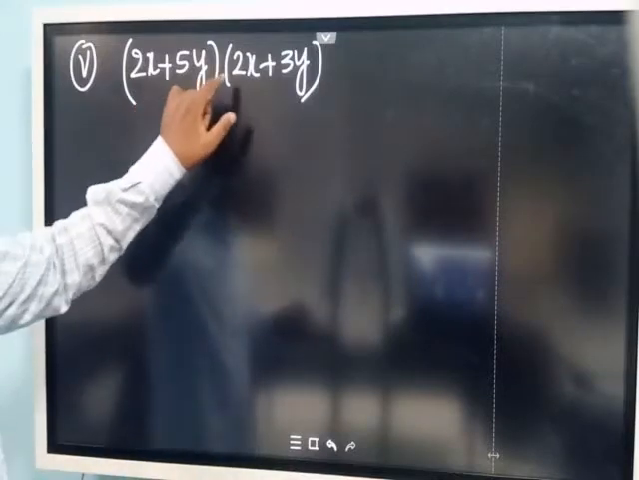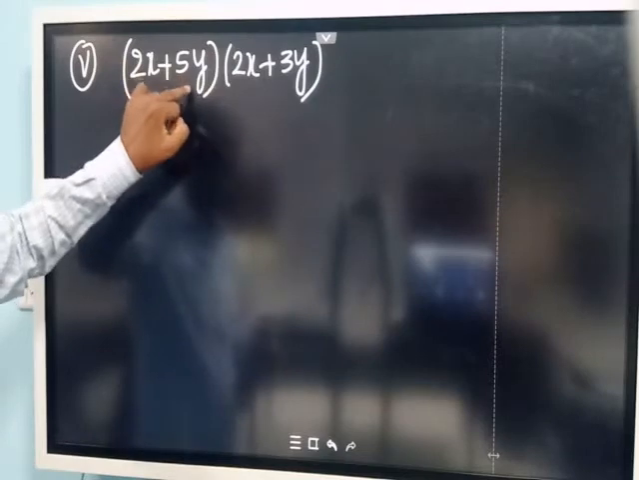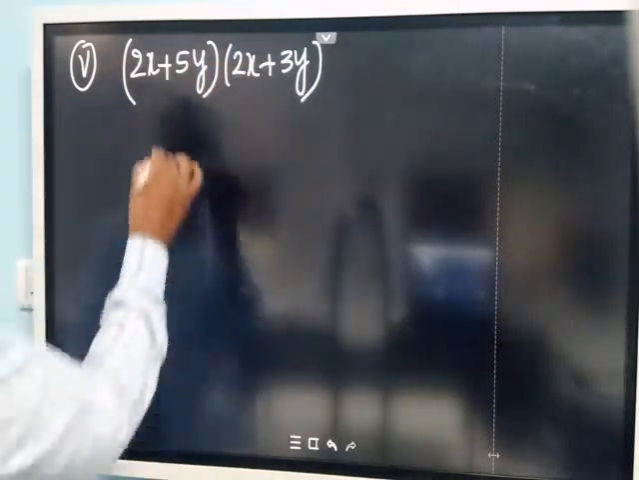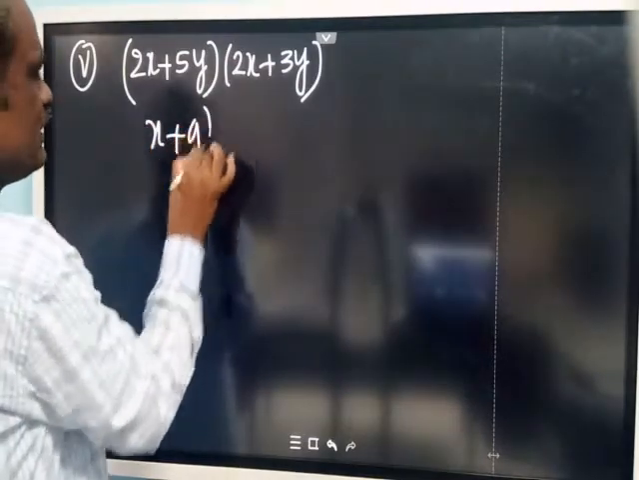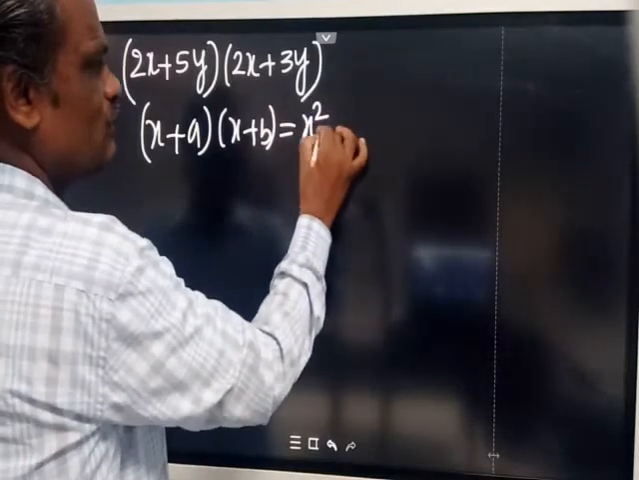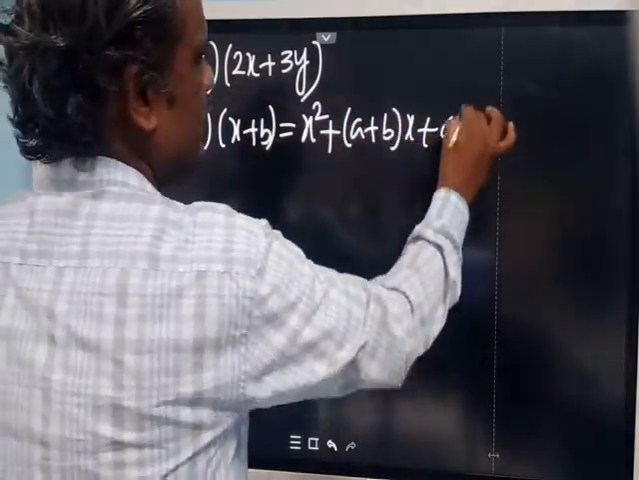2x plus 5y, 2x plus 3y. First term is same, x plus a, and the second term is different here. X plus a, x plus b. So therefore you can write the formula. It is in the form of x plus a into x plus b. It is equal to x square plus a plus b into x plus ab.